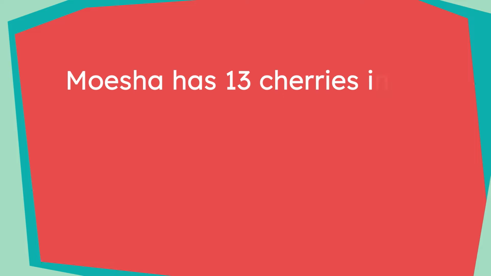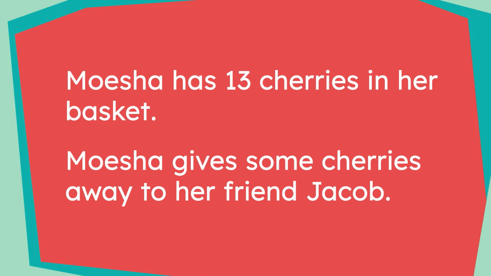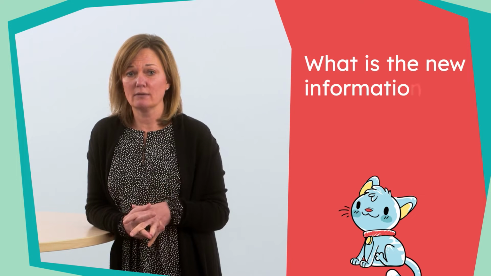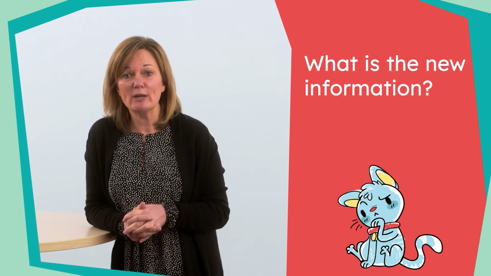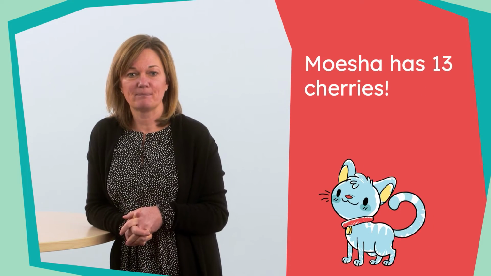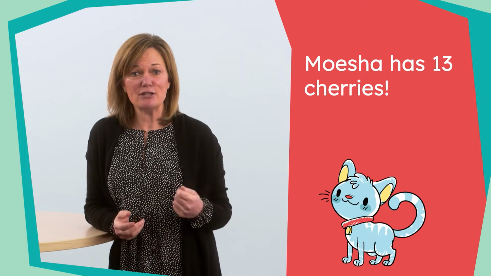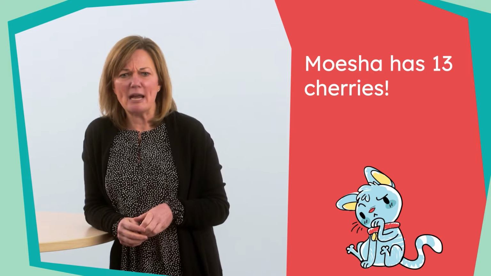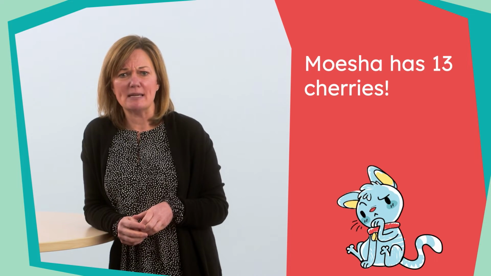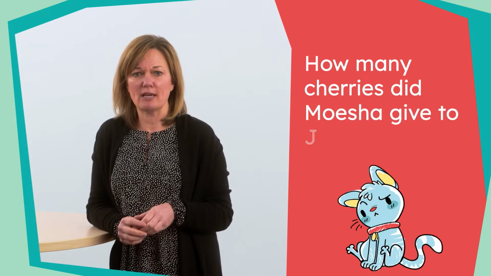Moesha has 13 cherries in her basket. Moesha gives some cherries away to her friend Jacob. What do we know now that we didn't know before? That's right. We now know that Moesha has 13 cherries. How many cherries do you think Moesha could have given to Jacob? Write down on paper or your whiteboard and show Splat and me how many cherries you think Moesha gave away.